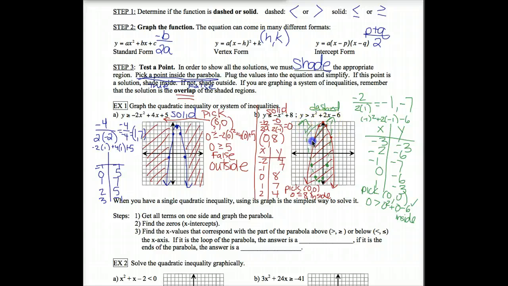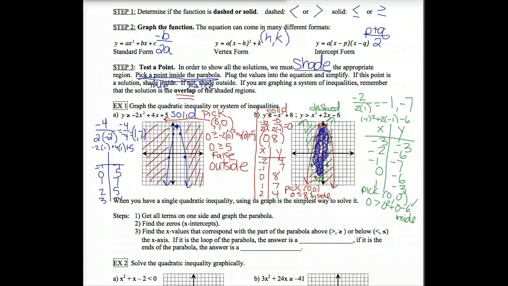So if I look at my two shadings, remember that the answer is going to be where my green shading and my red shading overlap. So I'm going to use blue to show where your answer should be. So the part that is inside, that is the overlap of both of those, would be right in here, the space between.